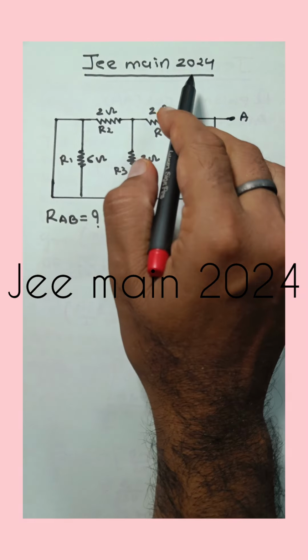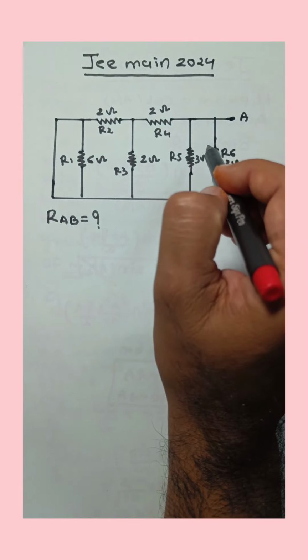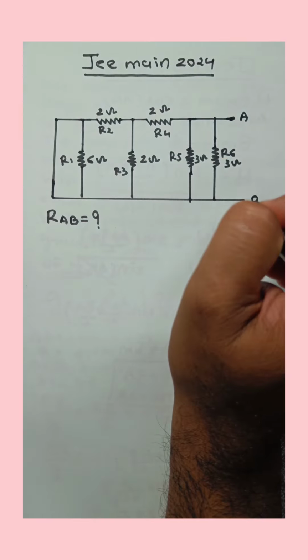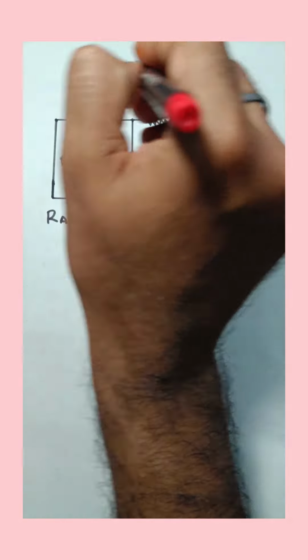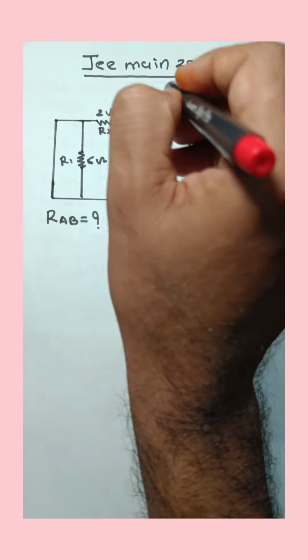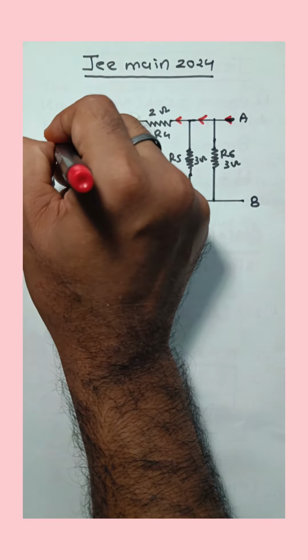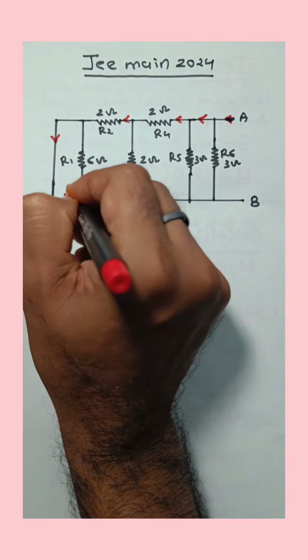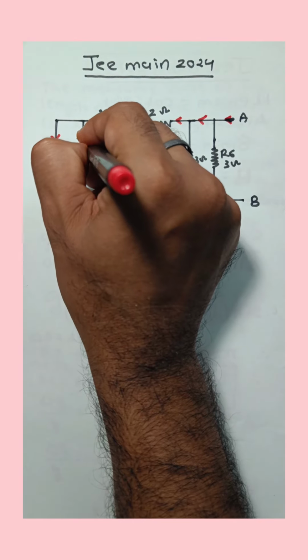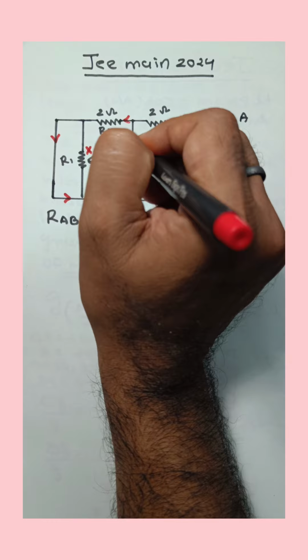JEE 2024 MCQ. In the given circuit, find out the equivalent resistance between A and B. Now see the diagram here. Here current is passing through a zero resistance wire. So current cannot pass through R1 equal to 6 ohm.